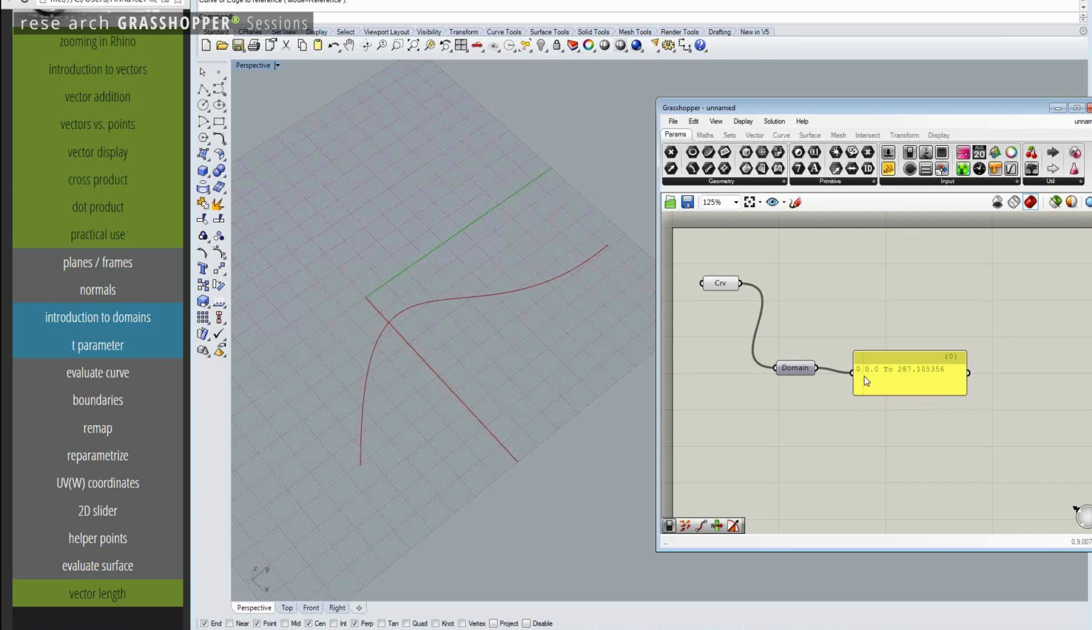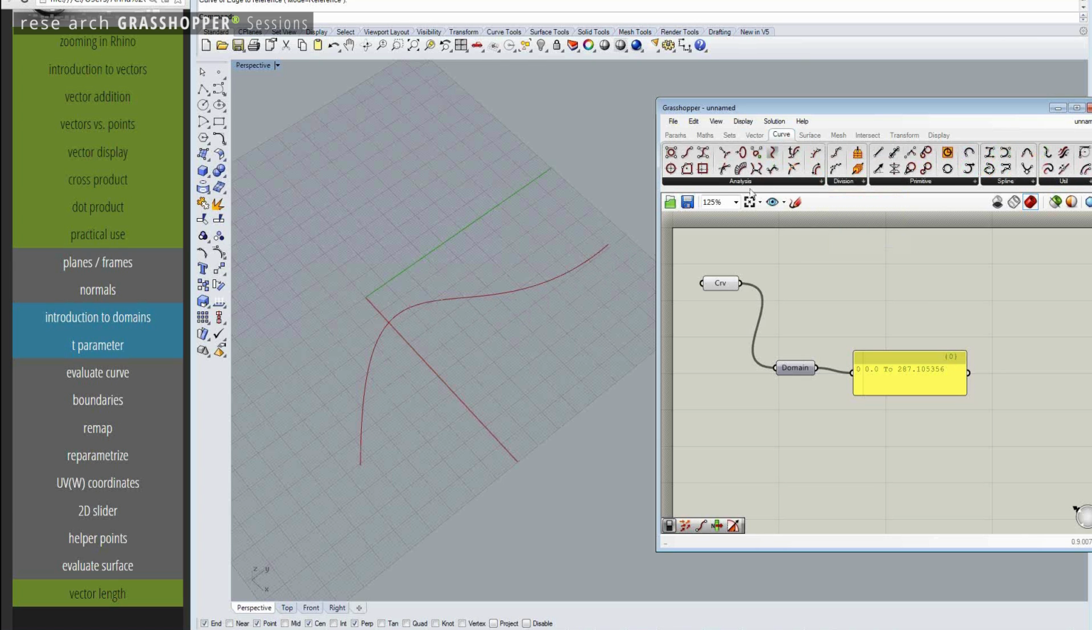But in fact, I know that this is the beginning of the curve, this is the end of the curve. And if I measure the curve along its path, then here the length is going to be zero in the coordinate system of the curve, no matter where the curve is. And all the way I go here, and at the end, the coordinate on the curve would be 287.1. How do I use it?